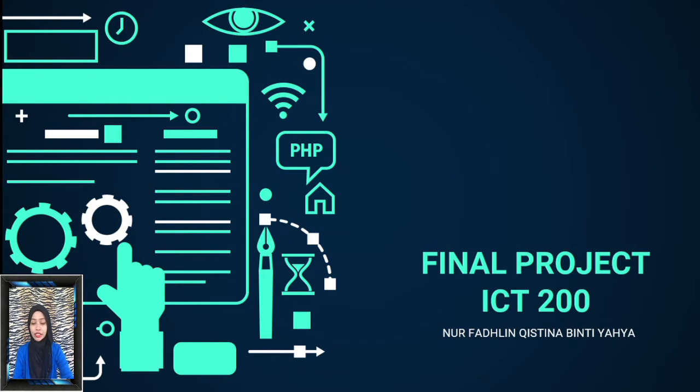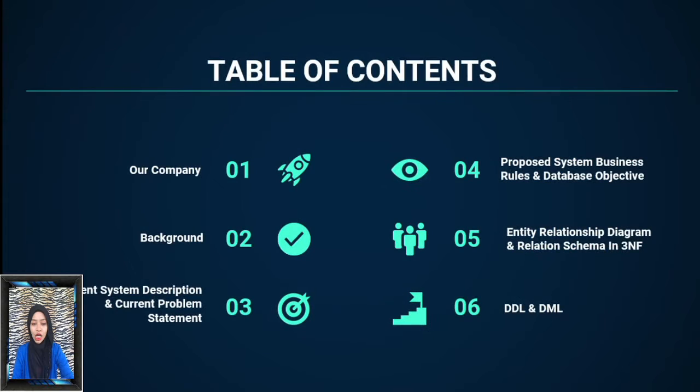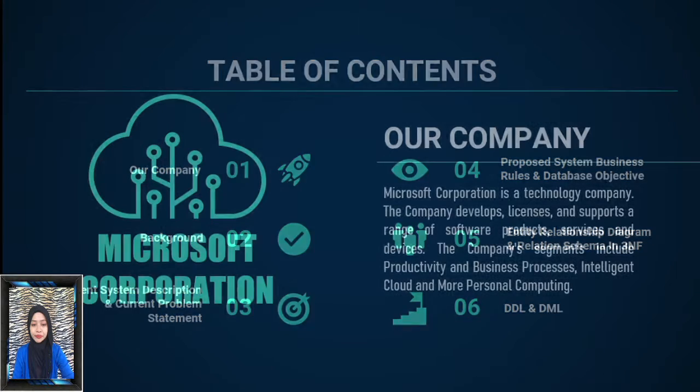Today, I want to present to you about my final project for subject ICT200. So, this is the content that I want to present. First, our company. Second, background. Third, current system description and current problem statement. Fourth, purpose system business rules and database objective. Fifth, entity relationship diagram and also relation schema in 3NF. Last but not least, DDL and also DML.